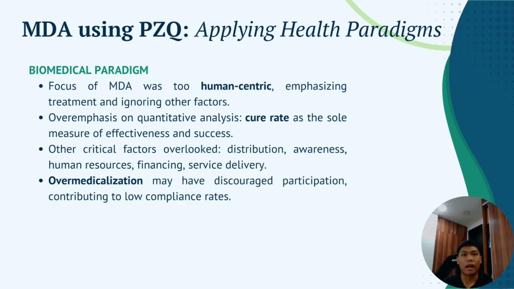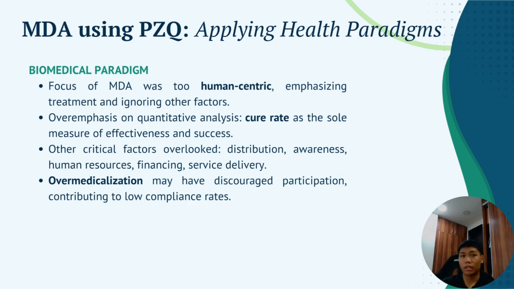They didn't consider other factors such as distribution, awareness. Like, no one cared about the human resources. Were there enough people? No one cared about the information systems. Were people being informed? Financing was brought up as one of the major problems, as well as service delivery. Were they all present? I don't think so. Yes, the medicine and technology was there, but if the rest of the systems weren't, then they cannot be effective.